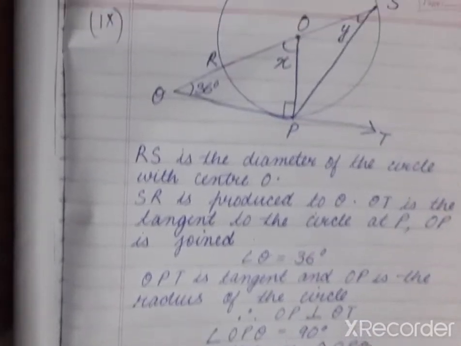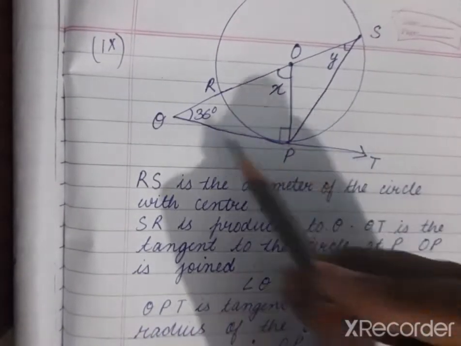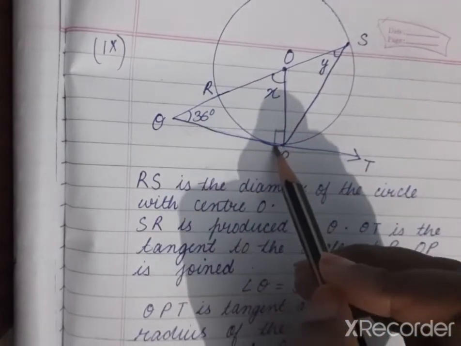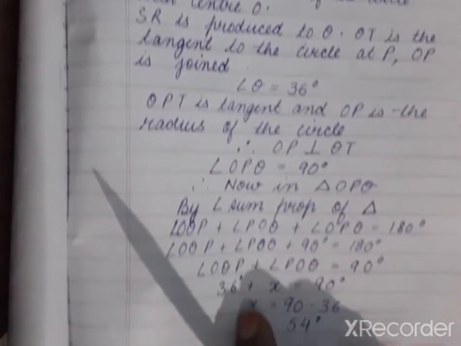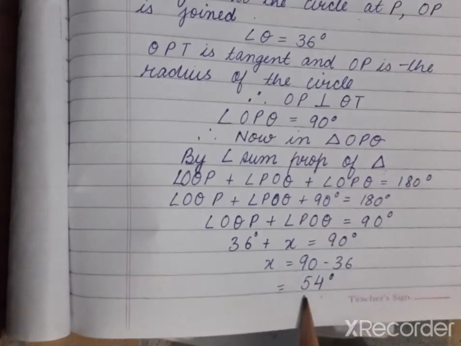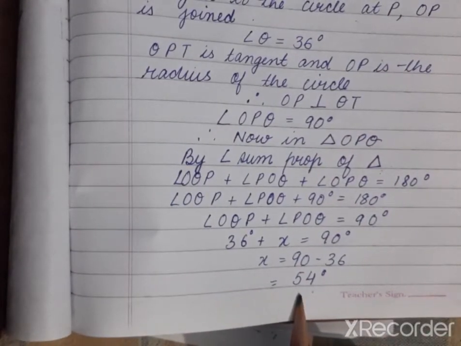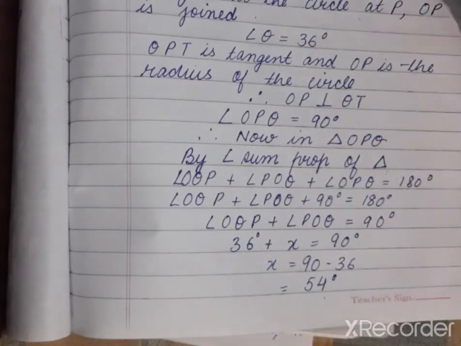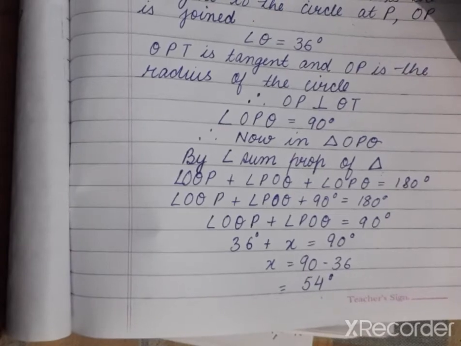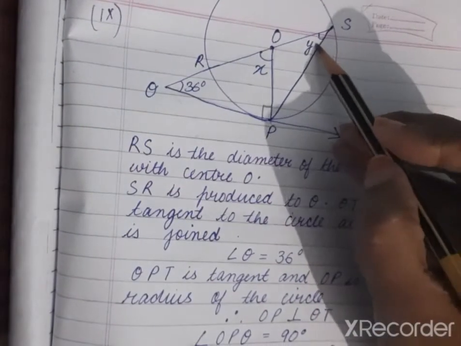Now in triangle OPQ, two angles are given. This is 90, this is 36. We can take out the value of X. By taking out the value of X, we will get that X will be equal to 54. Now we have to take out the value of Y.